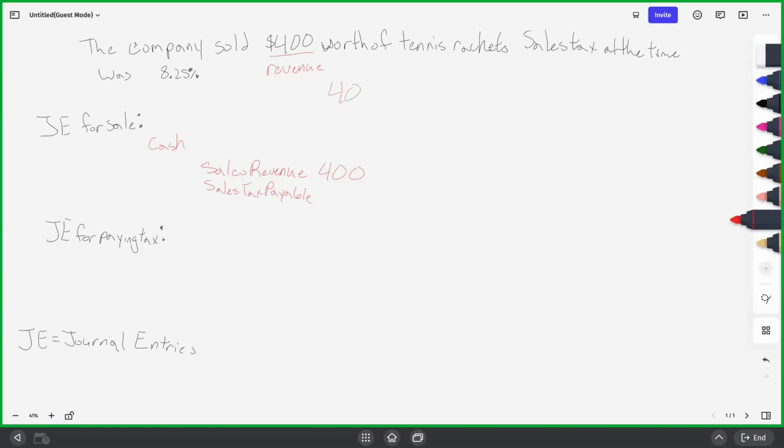Perfect. 400 times the sales tax percentage. What does that equal? 33. All right. So what does that mean for cash? How much is the cash we received? 433. All right. Now, what's going to be that journal entry for paying tax? Sales tax payable debited. Cash credited.